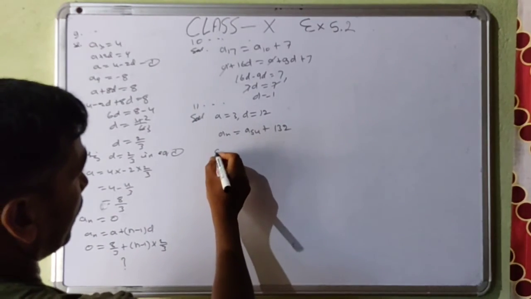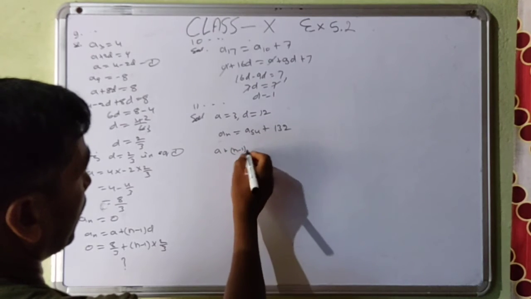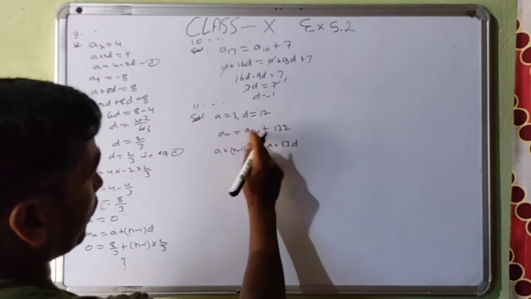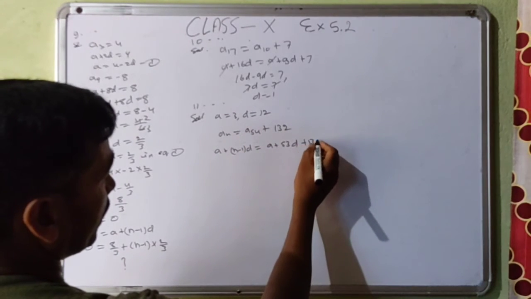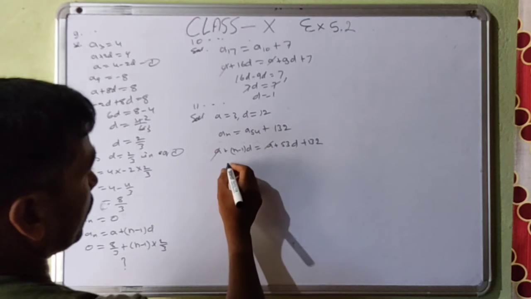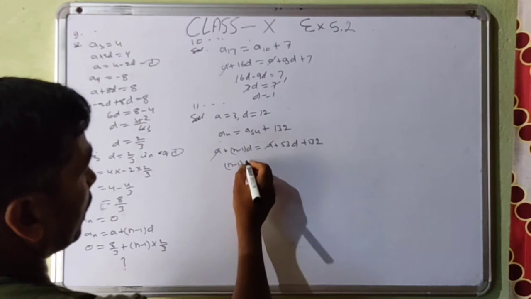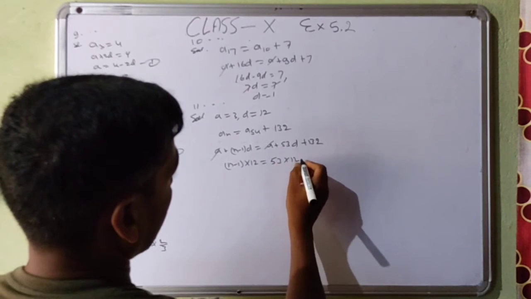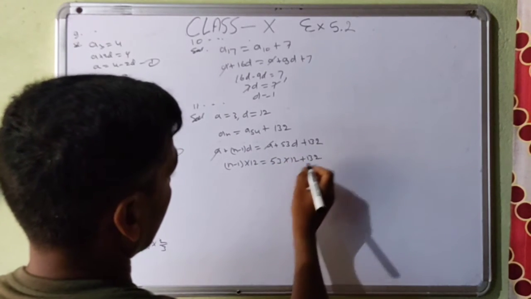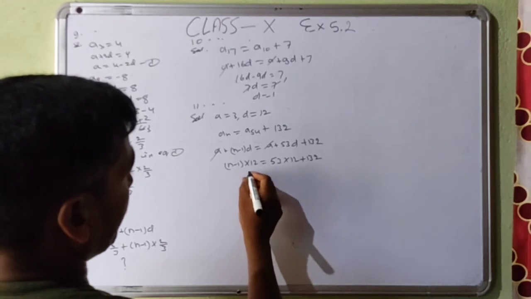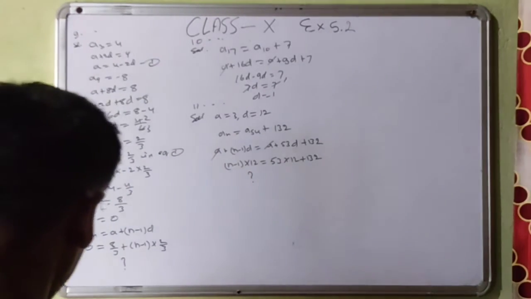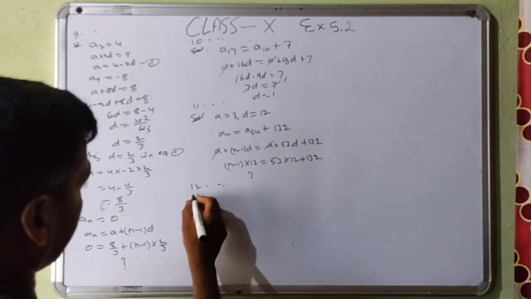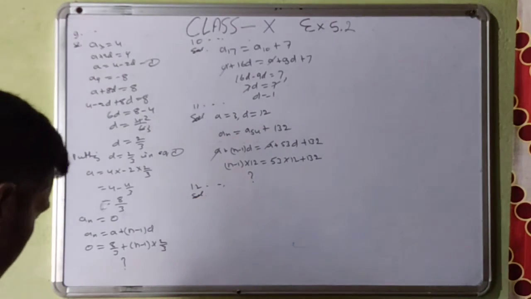Now An, A plus n minus 1 D, is equal to A plus 53D plus 132. So A cancels by A. So n minus 1 times D, which is 12, is equal to 53 multiplied by 12 plus 132. After the solution, the n value will come. And then the 12th question, this is the most important question. So you will be more concentrated here.